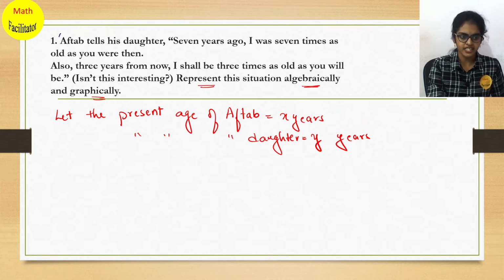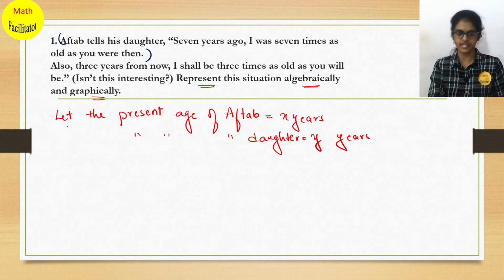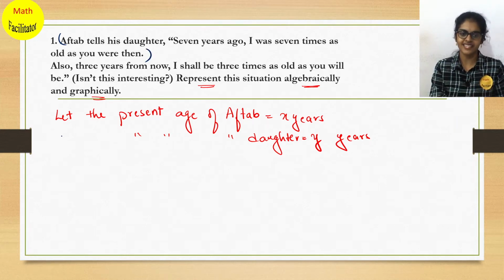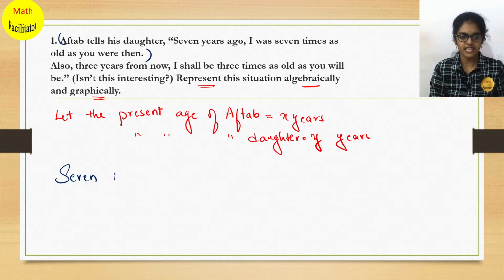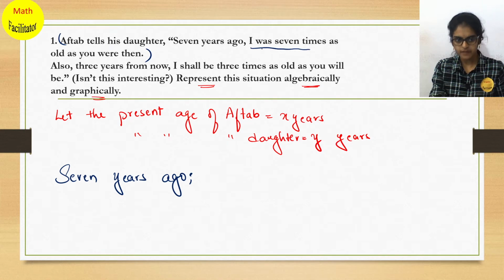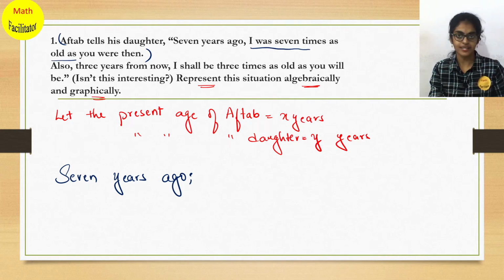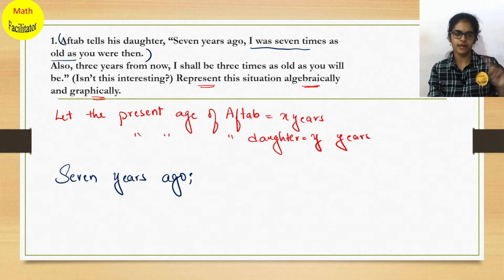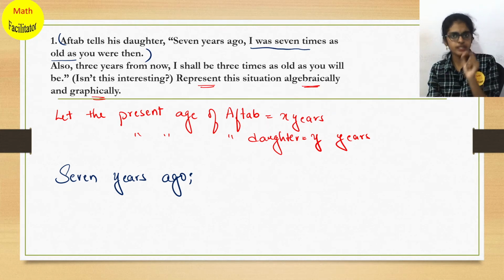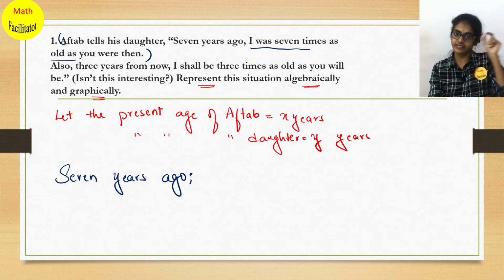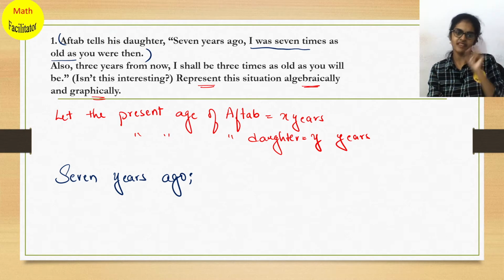Now the first condition, the first line: he is telling his daughter that 7 years ago, that means he is representing the past age. So 7 years ago, he is telling a situation where I was 7 times as old as you were then. That means the daughter's age at that time, 7 years ago.